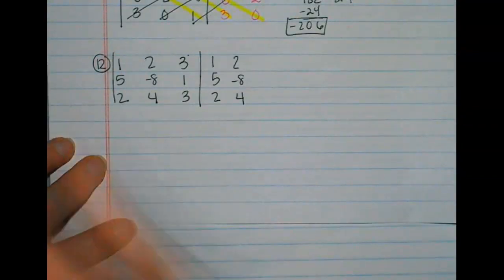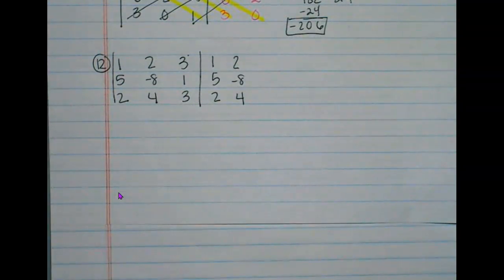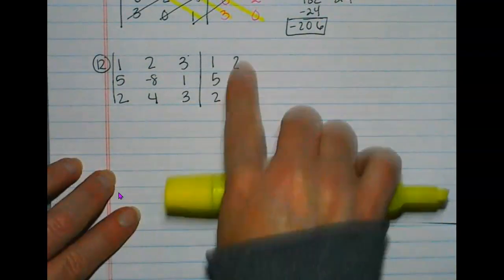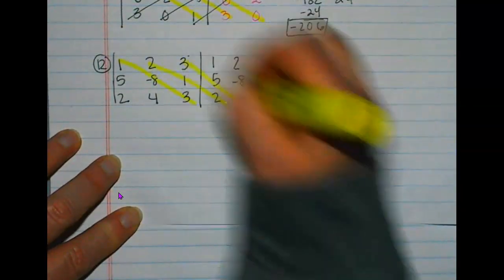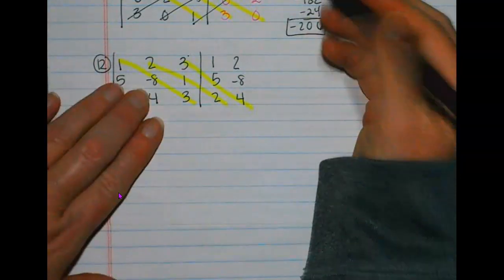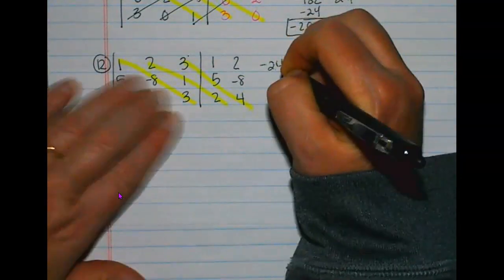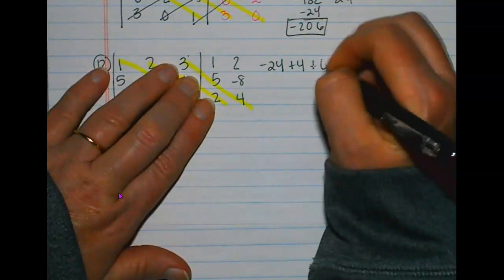Okay, so here we go. 12 is already written out and written out long ways. So I've got 1, 5, 2, 2, negative 8, 4, 3, 1, 3. And I check the right signs. So there we go. There's my left to right diagonals. I've got negative 24 plus 4 plus 6, 0.